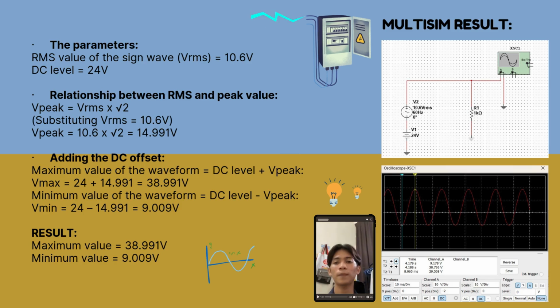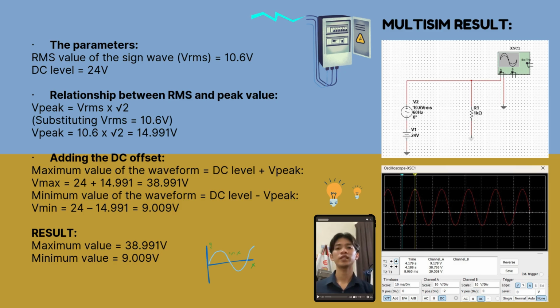For the V maximum, after substituting the value of V peak, we will get the value for V maximum equal to 38.991 volt, and for the V minimum we will get the value of 9.009 volt.